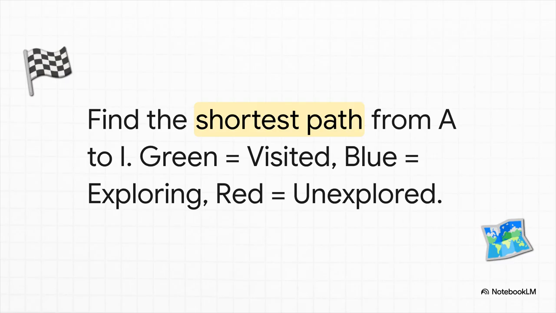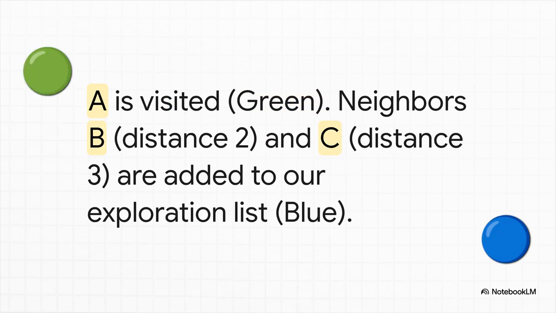We're going to use colors to keep track of what's happening. Green means we found the absolute shortest path to that node. Blue means we're currently exploring it. And red means we haven't even looked at it yet. So we kick things off at our start, node A. Its distance is 0, and we color it green.